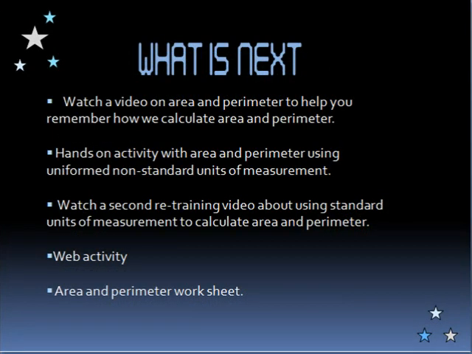So, what's next? After this transmission video, you'll watch a presentation on the calculation of area and perimeter to help you refresh your memories. We will engage in a group hands-on activity using our uniform non-standard units of measurement to estimate, predict, and record our findings for area and perimeter, and engage in an individual reflection activity for what we have learned. You will then watch a second retraining video about using standard units of measurement to calculate area and perimeter, then a web activity, and finally, a review task.